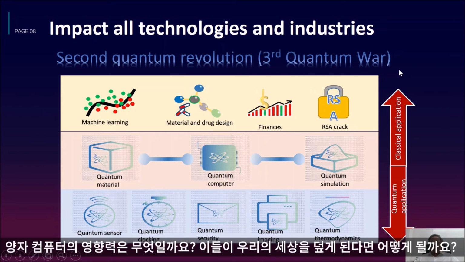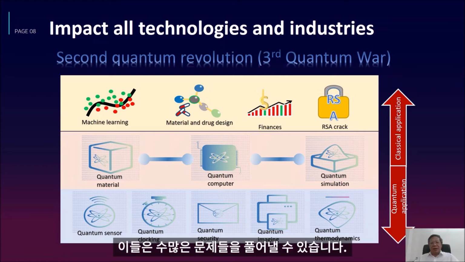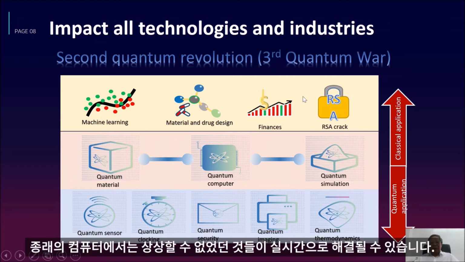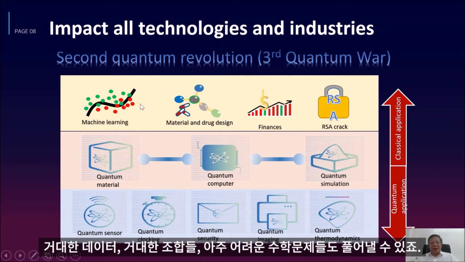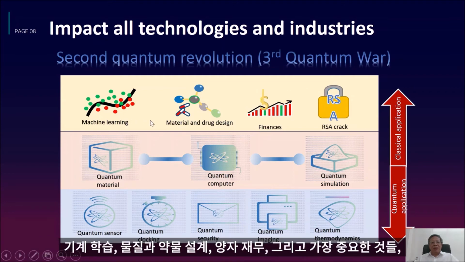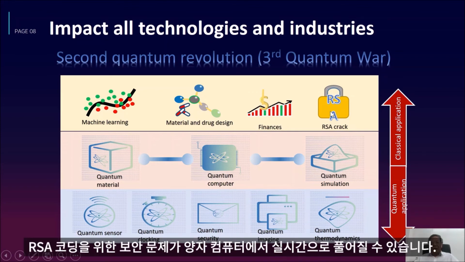So what is the impact of the quantum computer if it really comes to our world? It can solve a lot of problems never imagined to be solvable by the classical computer, in real time. Huge data, huge combinations, and very hard mathematical problems can be solved, such as machine learning, material and drug design, and quantum finance. And most importantly, the security code for RSA encryption can be solved by a quantum computer in real time.